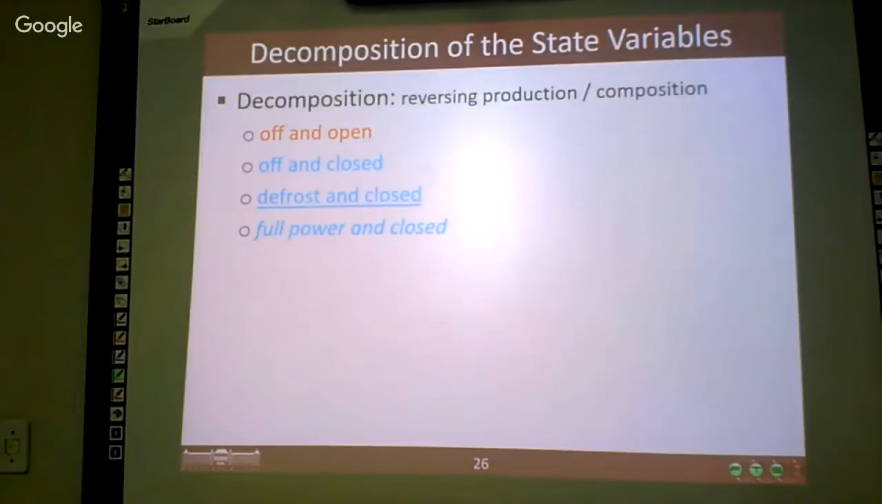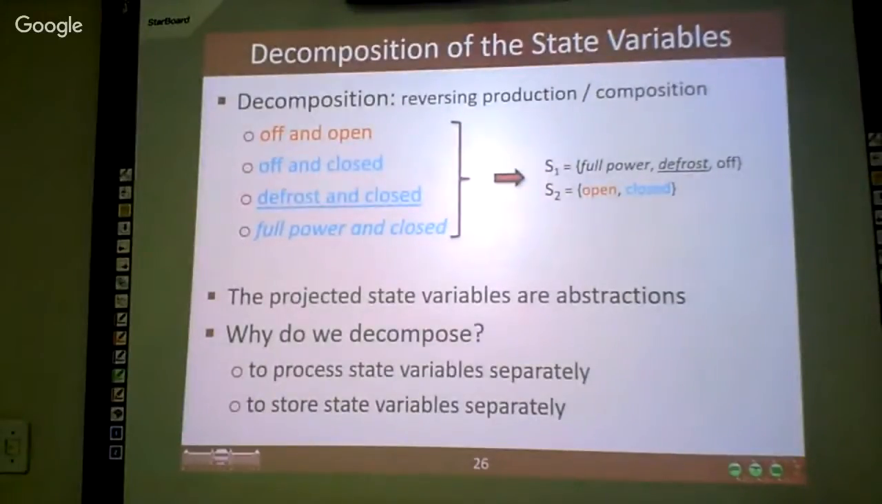And you can also use decomposition of the state variables. That is the reverse order. So we have these states, and we can decompose them into two state variables. One is for the power, and the other is for the door. This is a kind of abstraction, but it can be very useful because, for example, we can process state variables separately, or store state variables separately. So sometimes it is very useful.